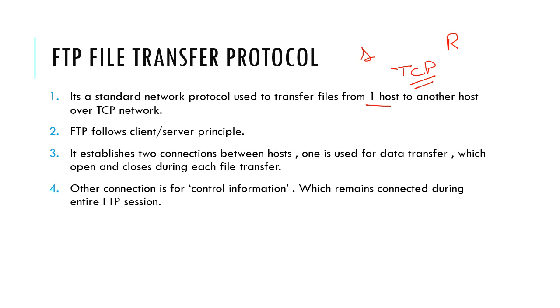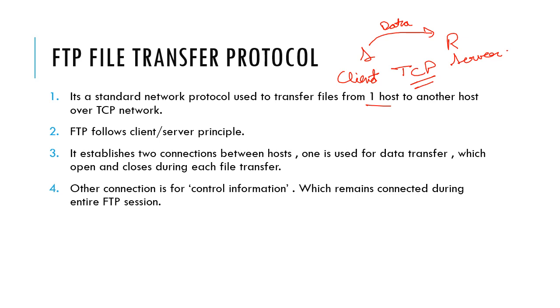So FTP follows the client and server principle. In this case, the sender is known as the client, and this receiver is known as the server. It establishes two connections between hosts. One is used for data transfer, which opens and closes during each file transfer. So for every file, this connection will be established and then closed.